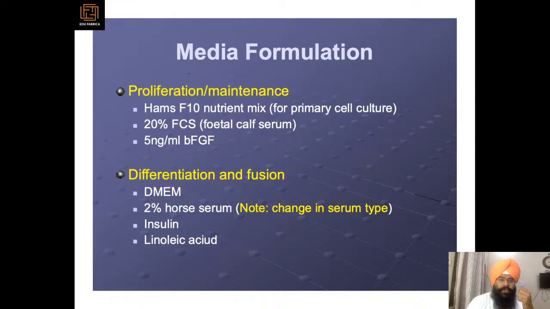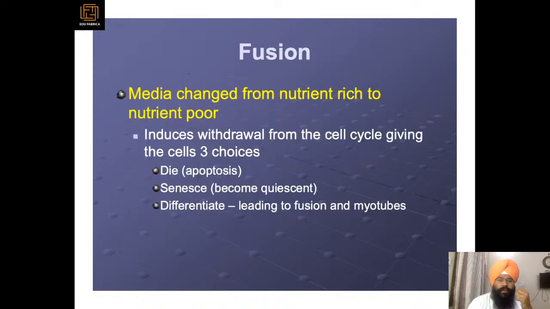So for proliferation and differentiation, different media are there. For proliferation, you need nutrient mix, FCS and bFGF. For differentiation, you need DMEM, 2% horse serum, insulin, linoleic acid. For fusion, the media changes from nutrient rich to nutrient poor, inducing withdrawal from the cell cycle with three choices: die, senescence or differentiation.